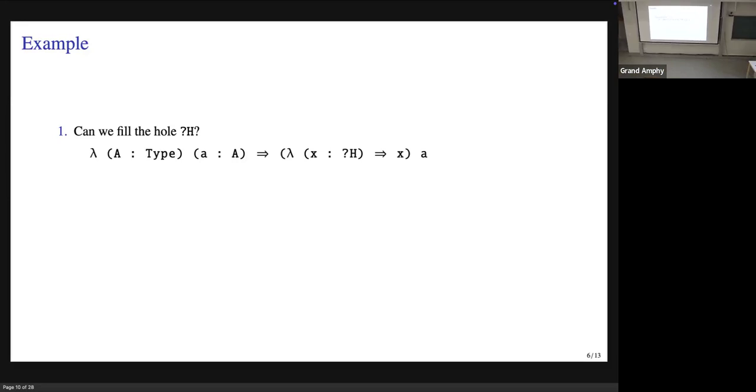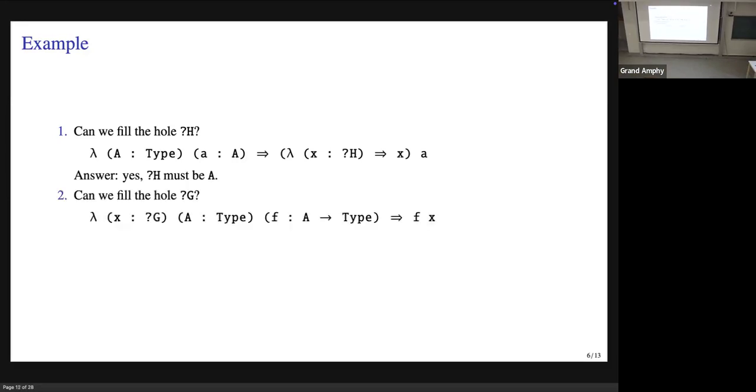Okay, how about this one? This is just an exercise to get going and to understand what the problems are. So now I'm saying, I have an X of unknown type, and then I have an A, and then I have a function f that goes from A to type, and I apply f to x. Can you tell me what the hole is? It looks like it's A. Is it A? Why is it not A?